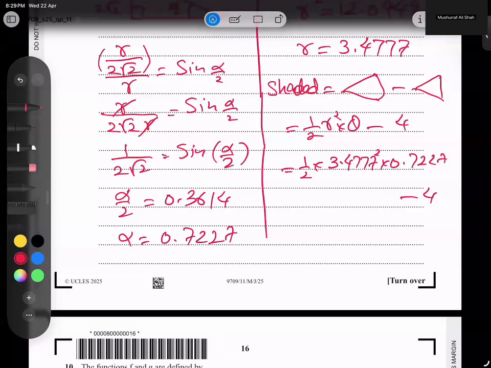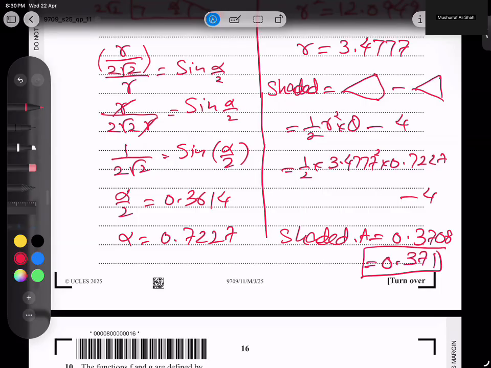And we are getting here the answer... wait a minute, I'll do it again. So 1 by 2 into 3.4777 squared into 0.7227 and minus 4. And I'm getting the answer finally. The answer is 0.37068. And after rounding it, because 8 is coming, I'm getting 0.371.